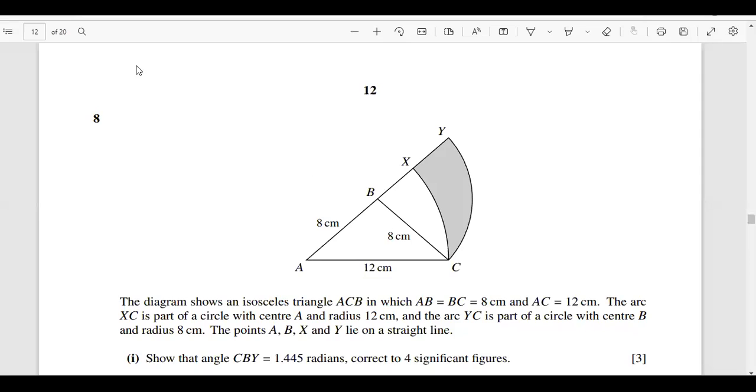So we were talking about this past paper yesterday as well. Okay, so this is the next question.